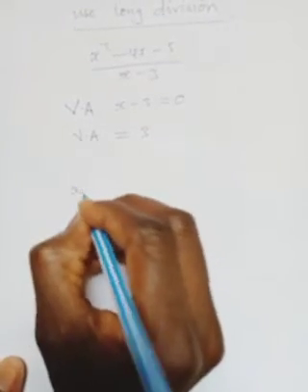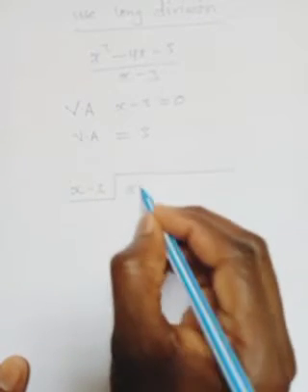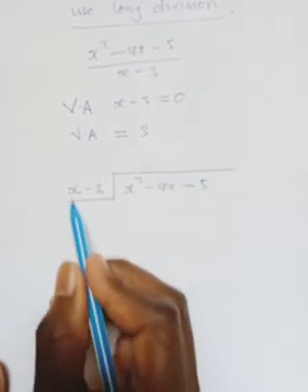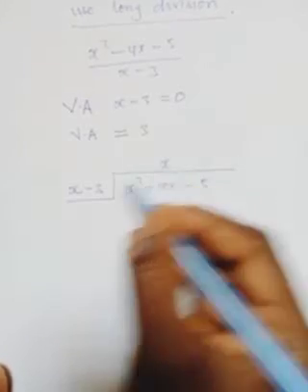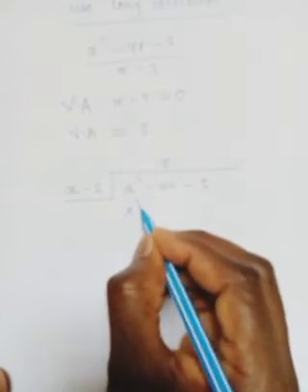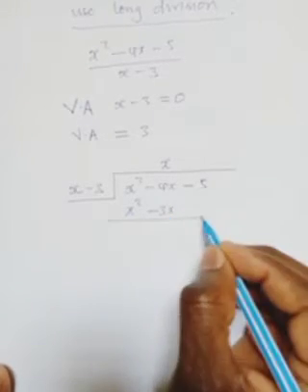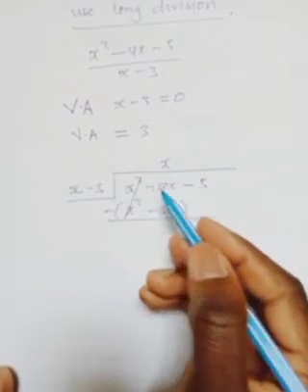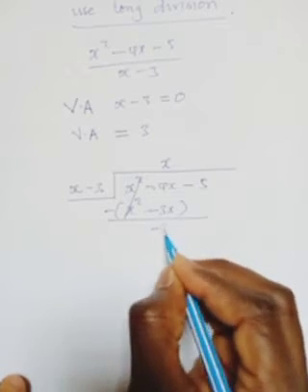You come to the issue of long division. You say x minus 3 into x squared minus 4x minus 5. So x into that, we're going to have x. This multiplied by that, we have x squared. This multiplied by that, we have minus 3x. We subtract. These are going to be cancelled. Negative 4x minus negative 3x, we're going to get negative x.